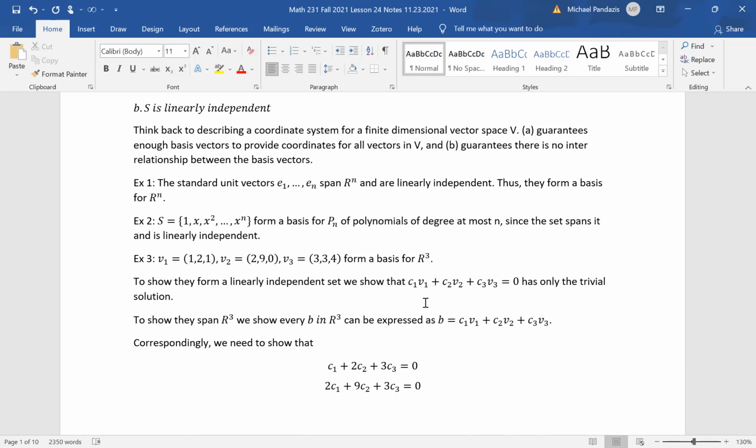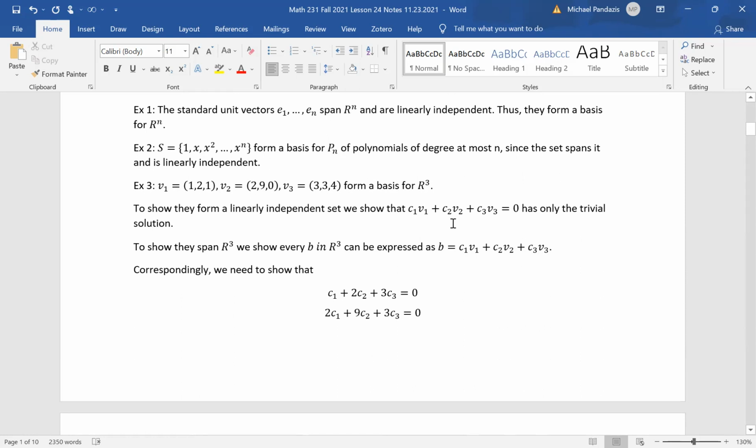To show that they form a linearly independent set, we show that c1 V1 plus c2 V2 plus c3 V3 equals 0 has only the trivial solution. So the only way to make this equation hold is if all the coefficients are 0. To show they span R3, we show every b in R3 can be expressed as b equal to that linear combination.